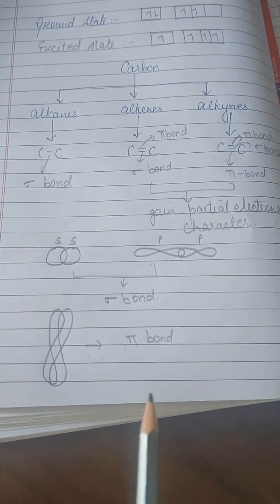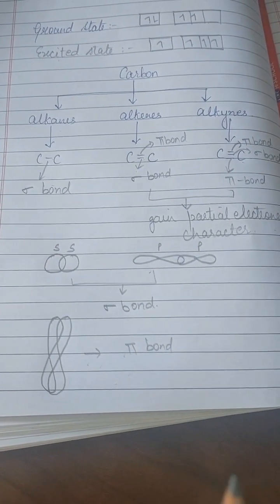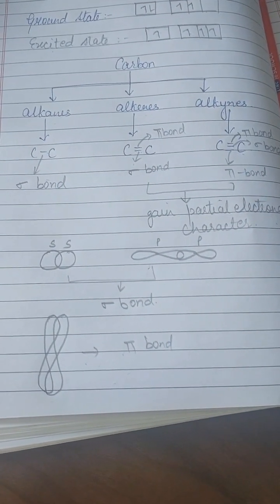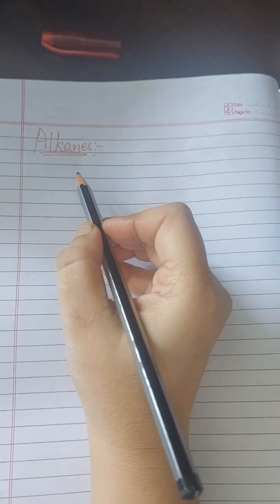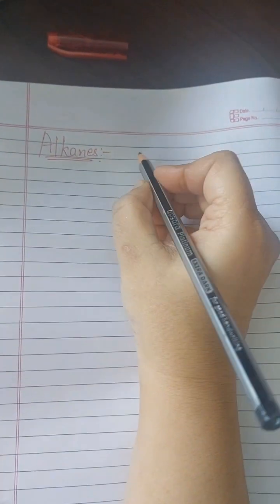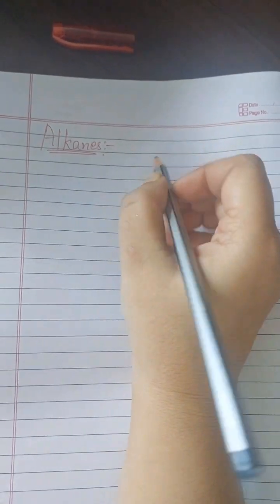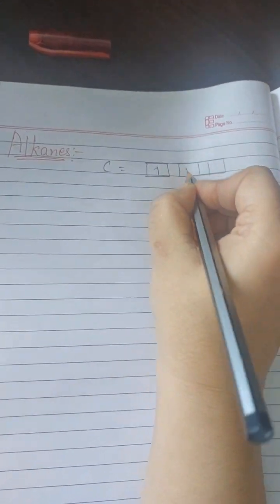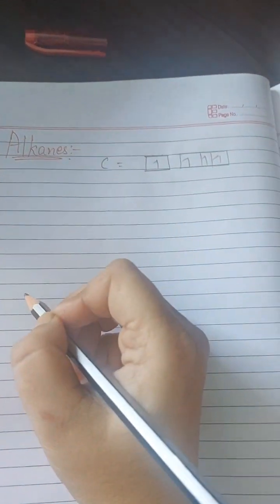Now let's take a look at the hybridization of the carbon compounds. Let's start with the hybridization of alkanes. As I have told you, the carbon in its excited state has one electron in each of its four valence subshells.